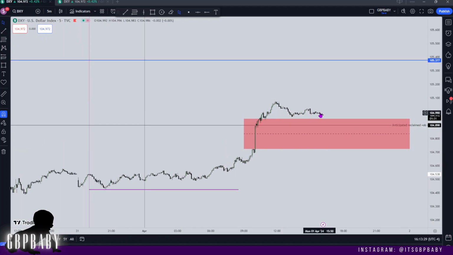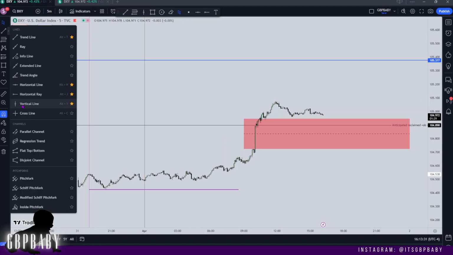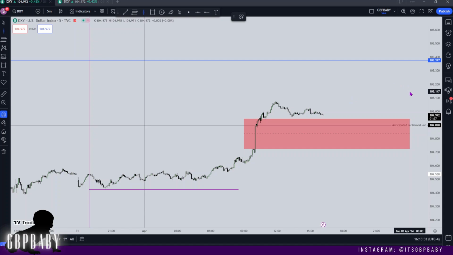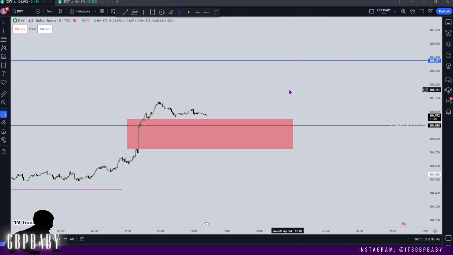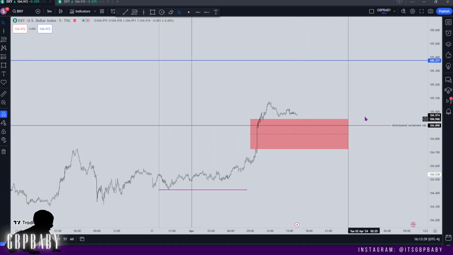But overall, I'd like to think that we can move into the new day, and let me just get that marked out as well right here. After seeing Asia trade, create some kind of low and then run up and hit our target to then anticipate some kind of potential reversal. So yeah, that's everything on dollar.